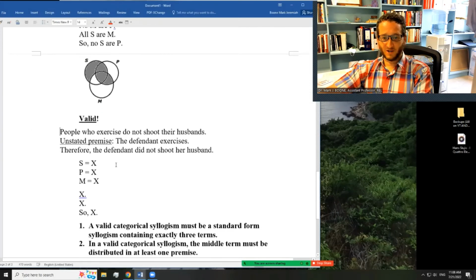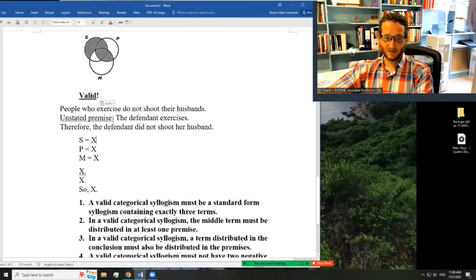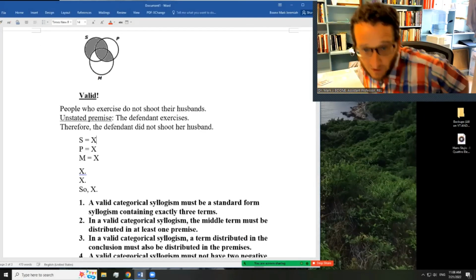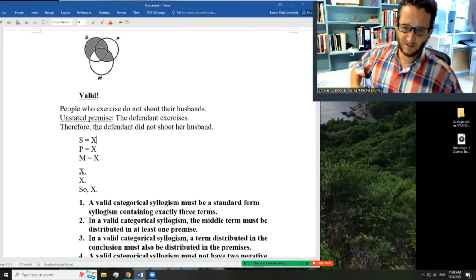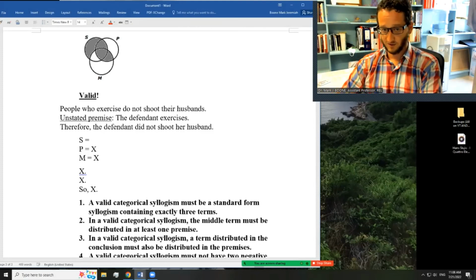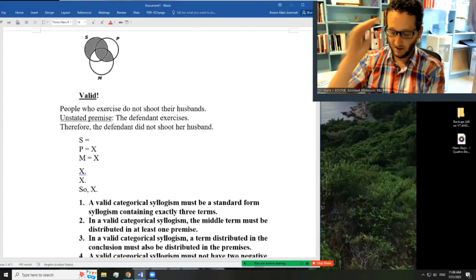Finally, people who exercise do not shoot their husbands. Final chain in the Sorites. People who exercise do not shoot their husbands. The defendant exercises, therefore the defendant did not shoot her husband. Exercise, the husband, defendant.